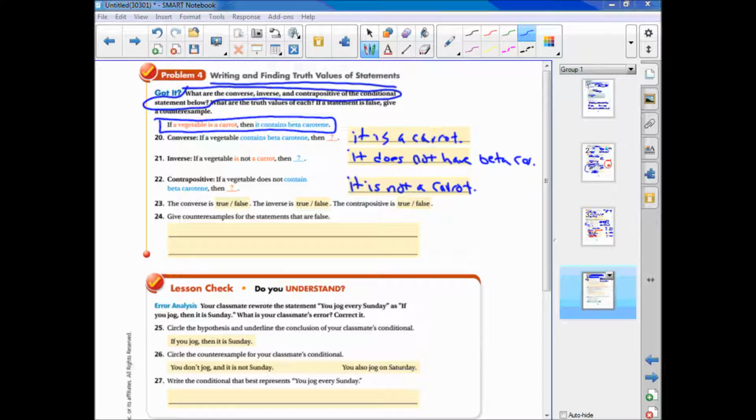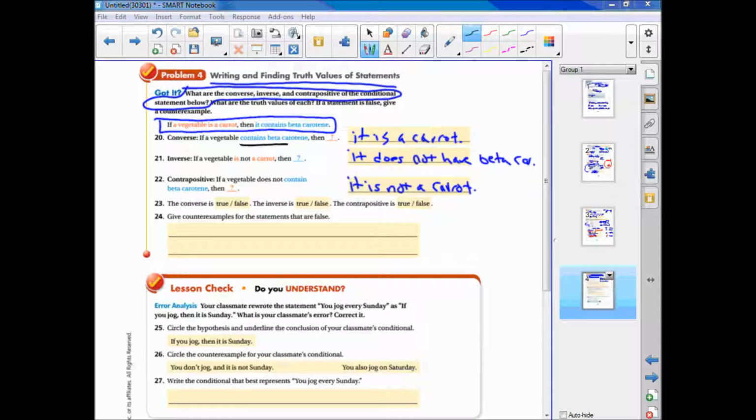All right, so is the converse true? Our converse says if the vegetable contains beta carotene, then it is a carrot. To get this to be true or false, we have to think: I pick up any vegetable I want, and it's got beta carotene in it. Is that vegetable going to be a carrot?